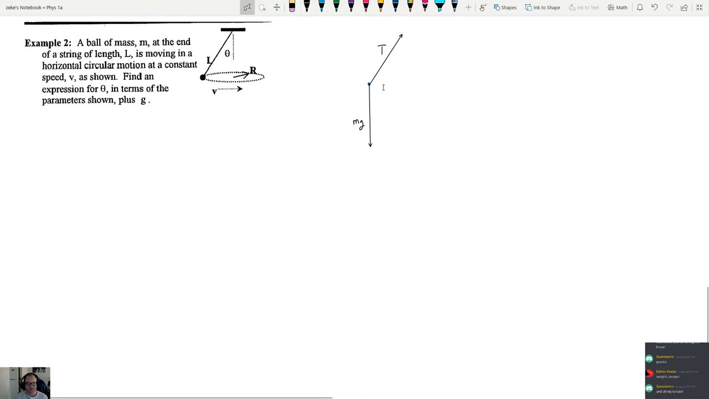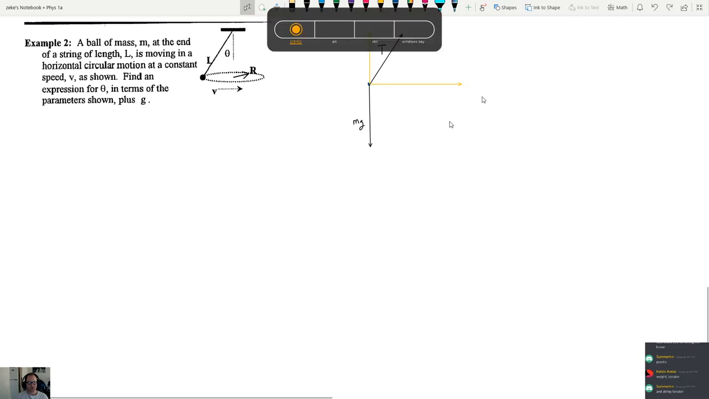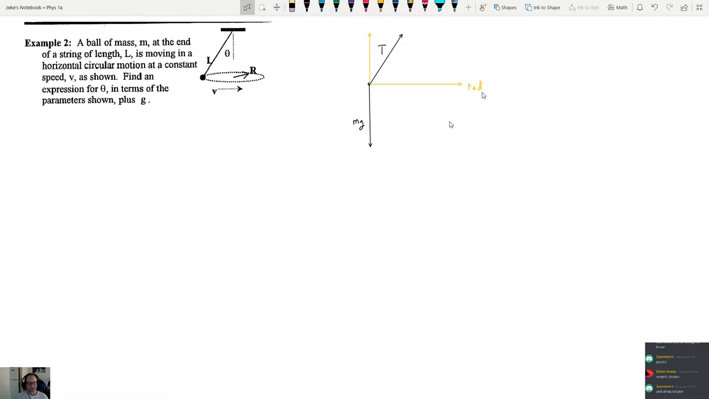as we often have to do with problems like this, we have to define a coordinate system, and then we have to kind of break our vectors up into components. So what I'm going to do is I'll define a coordinate system, and we're going to use this right here. So this is going to be my coordinate system. And I'll just make it a different color, like yellow or something. We're going to call this the radial direction, and we're going to call this the y direction. So that's positive y, and that's going to be the positive radial direction.